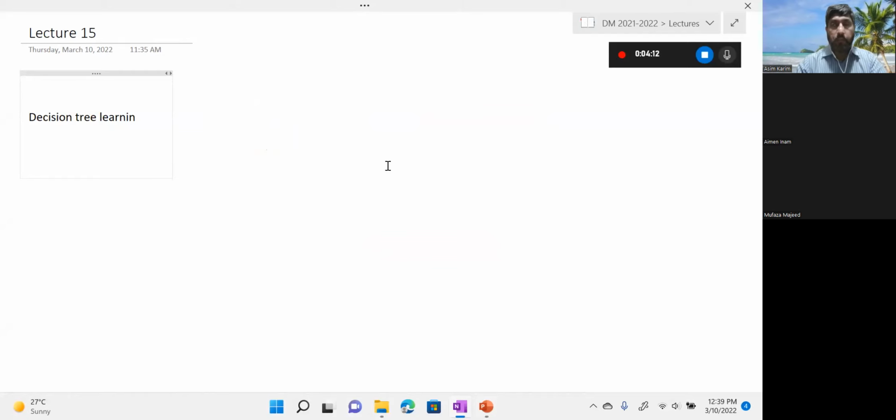So the question is, how do you learn this model? What do you decide as the decision node? What do you decide as the attribute at a particular decision node? And then of course you have to build the entire tree. So generally, the decision tree learning algorithms have these properties or characteristics, you can say.